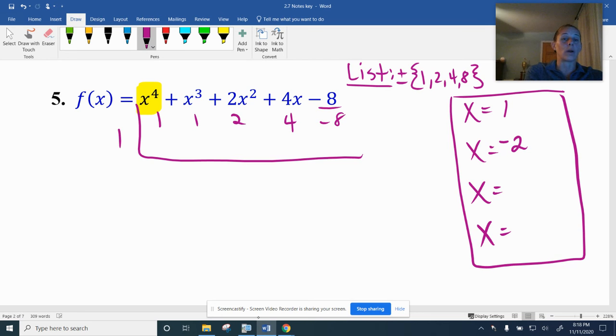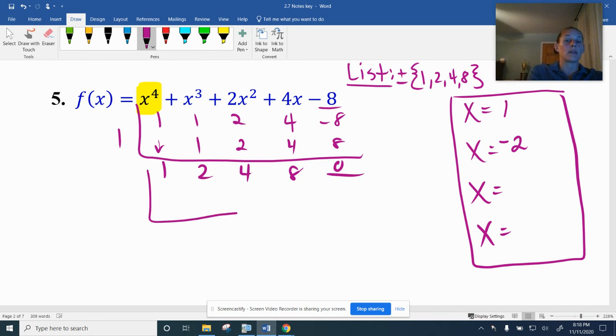So I'm going to divide out the 1 first. That's confirmed with that 0, and then I'm going to divide out the -2.